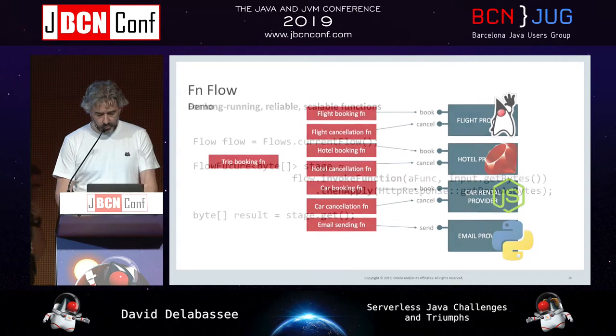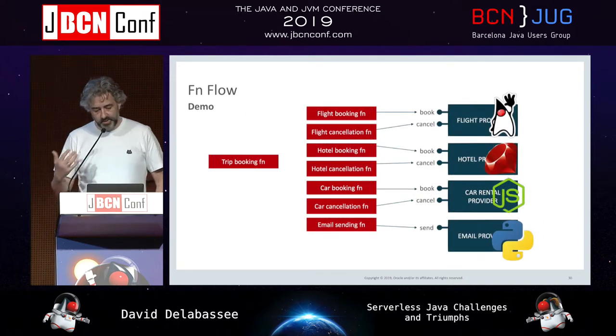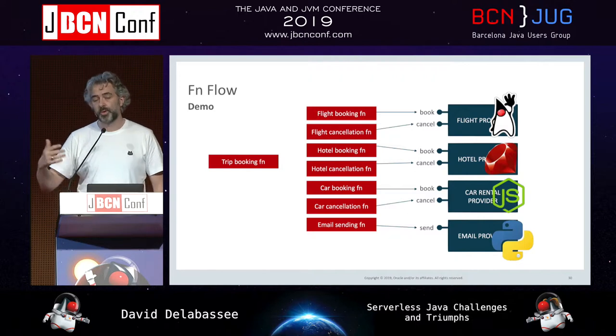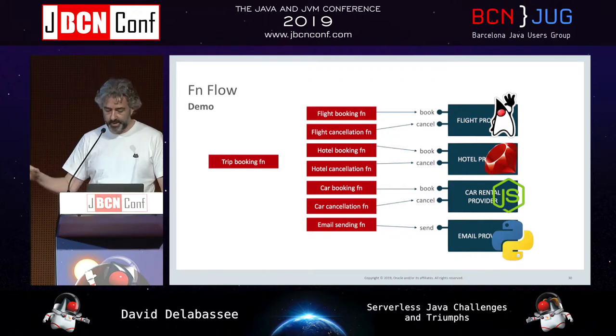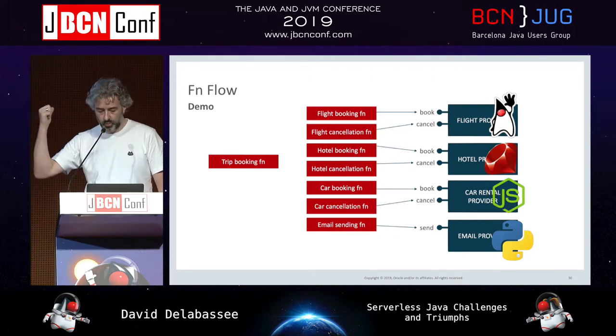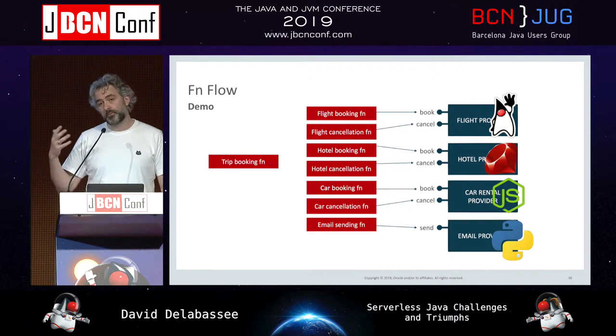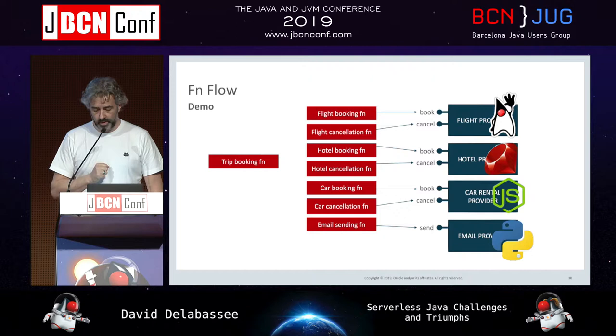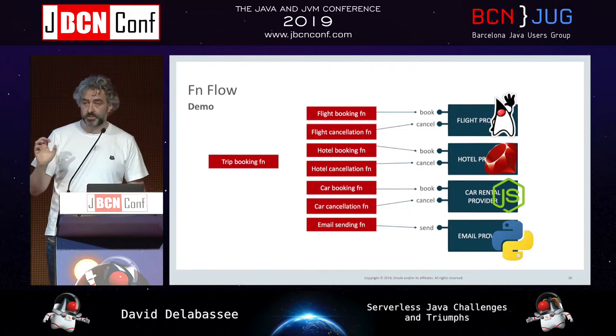So to illustrate that, I have a very simple demo where basically the idea is to book some trips. So whenever we book a trip, we want to book a flight, we want to book a hotel, and we want to book a car. So for that, I have multiple backend functions written in Java, Ruby, Node. And finally, once we have booked a trip, we also want to send a notification to the user. And this one is written using Python.